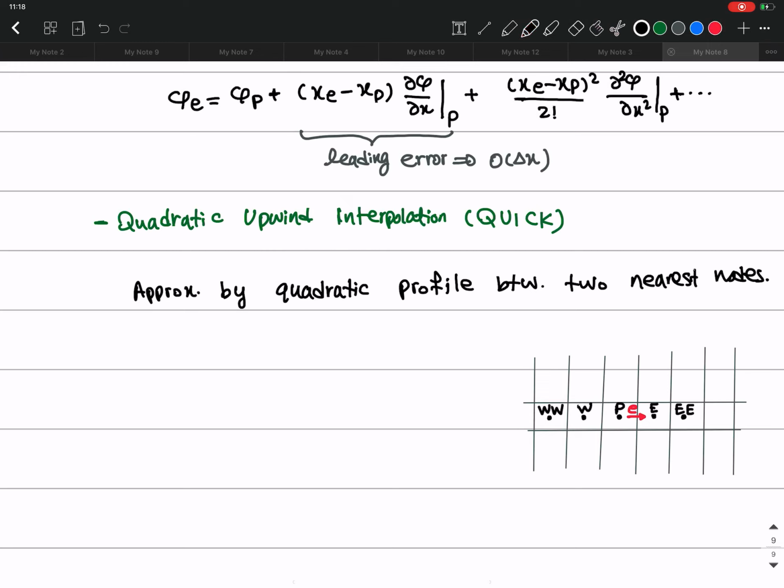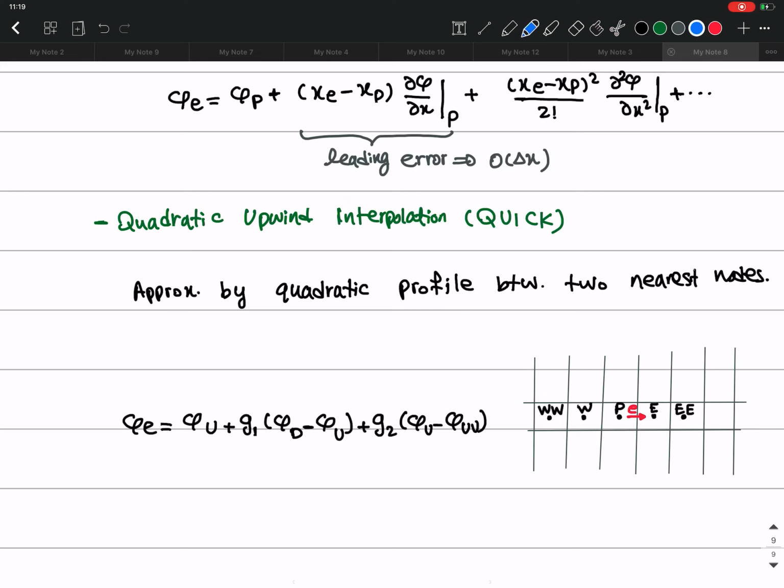Because this is a higher order one, we are going to use more nodes. We approximate a quadratic profile between the nearest nodes and fit that to get this interpolation. So phi at E is represented as phi at U plus G1 times phi at D, where D means downstream, the first downstream node, and then the second one is the first upstream node, phi U, and then G2 times phi U minus phi UU. Okay.